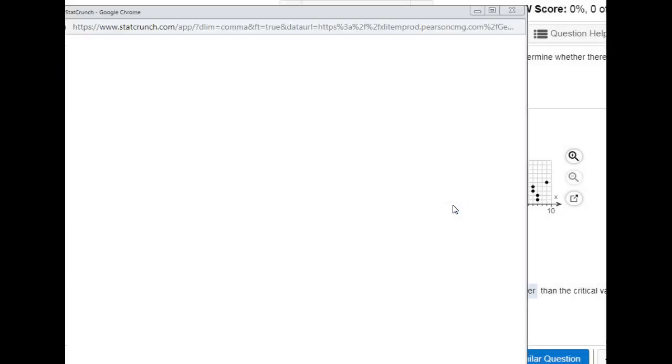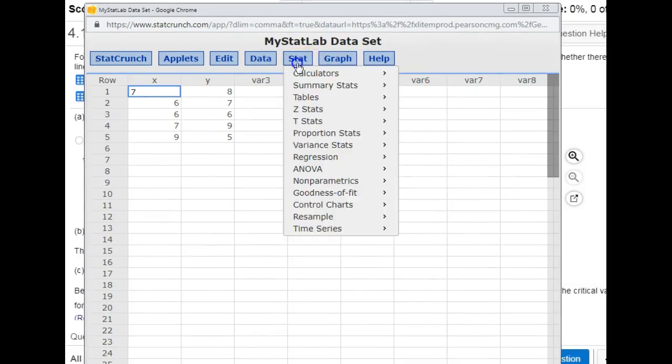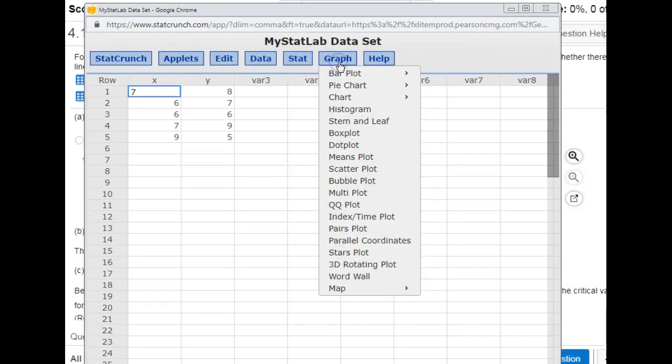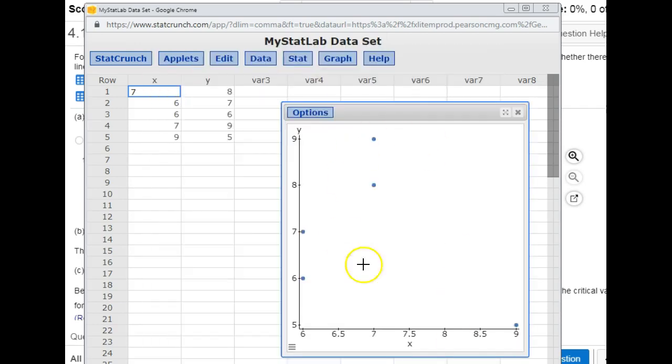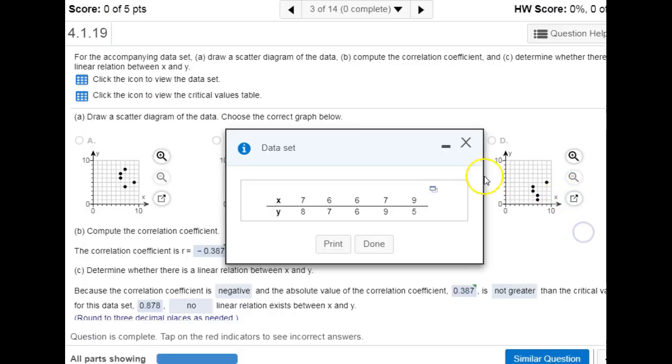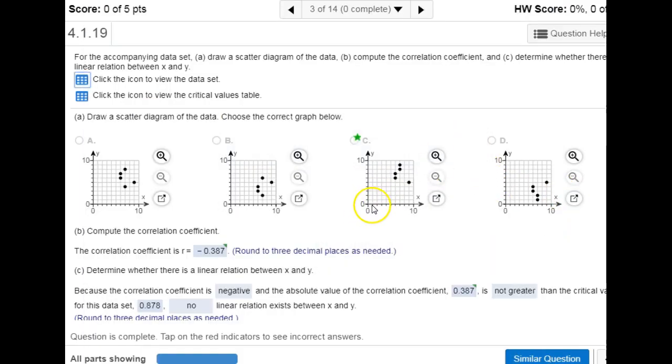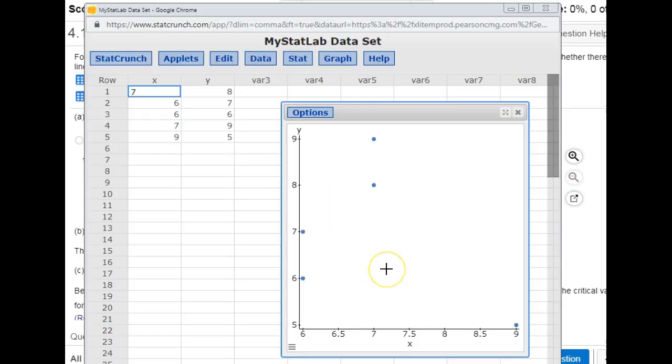So you can do that in StatCrunch, and you'll want to go to graph, and then scatter plots. And you select the x variable and the y variable, and when you hit compute, it comes back with the scatter plot. Now, pay attention to the scale here of the x and y axis. Notice the x is starting at 6 and going to 9, and the y is going from 5 to 9. So it's going to look different than your answer choices over here that all start at 0. But focus on the pattern here of how the points are arranged.